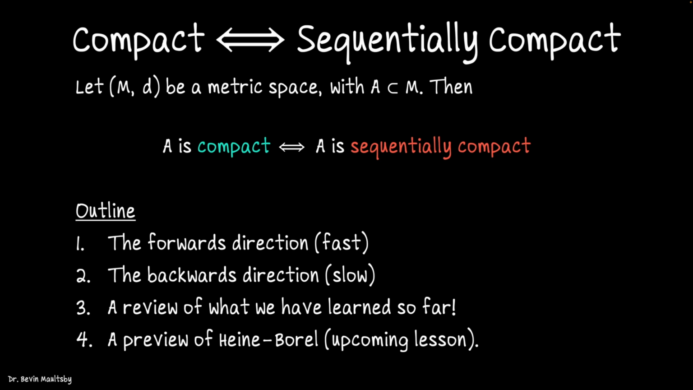So first let me remind you that we say a set is compact if every open cover of that set yields a finite subcover. On the other hand, we say that a set is sequentially compact if every sequence in that set yields a subsequence which converges to a limit also in the set.